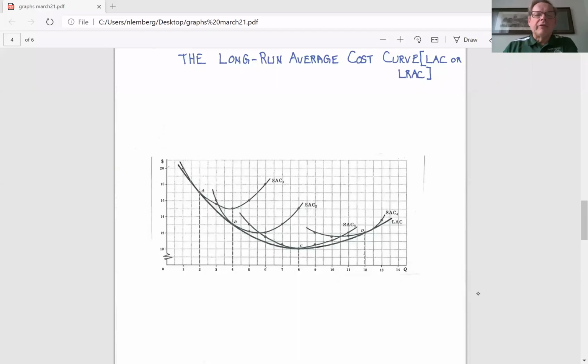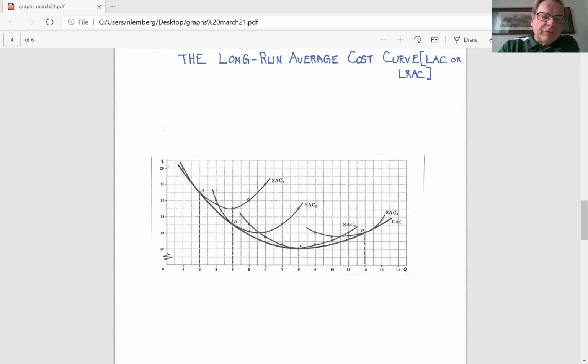Here is the long run average cost curves. You've got your 4 short run cost curves. The first one starts off high at $20 producing 1 unit. Then it drops to where you see the letter A at $17. It produces 2 units. And then it bottoms out at $15 and it produces 4 units. And then it starts to rise again.